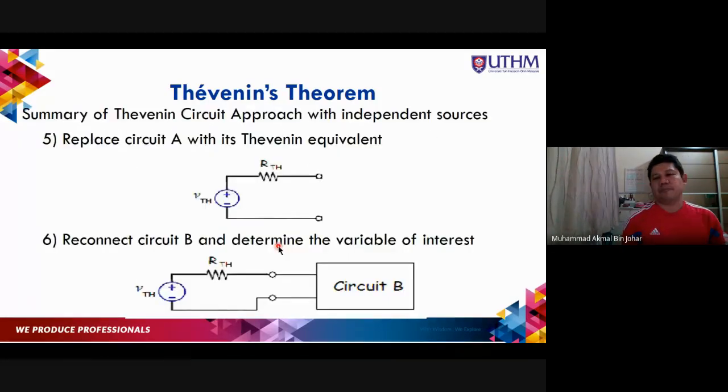So, all those six steps, kita akan tengok melalui example. I have two or few examples for you to look at. And then I hope we can try it. I will try to teach you so that you can follow how to deal with it.